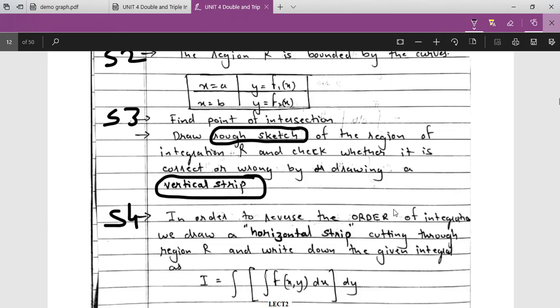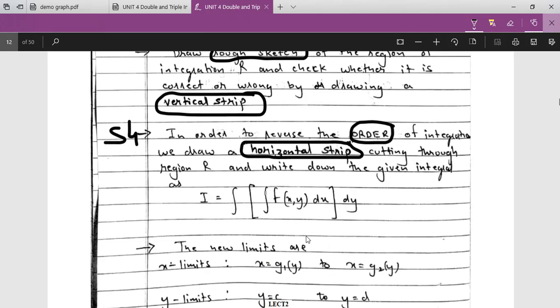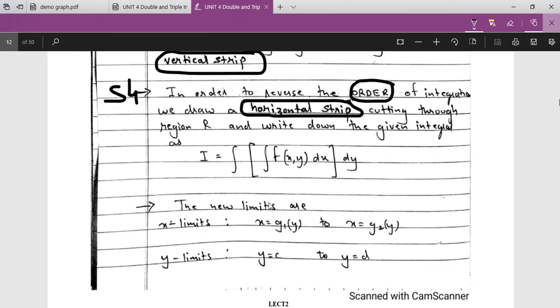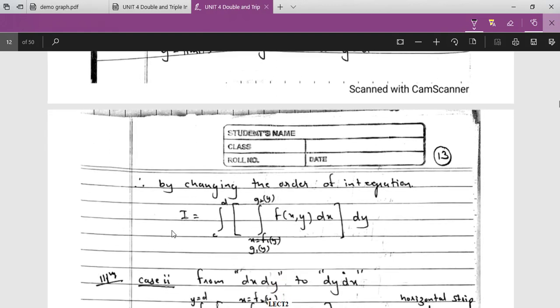In order to reverse the order of integration, we draw a horizontal strip. So we draw a horizontal strip cutting through the region R, and write down the given integral as I is equal to the integral of f, a function which contains x and y variables, dx dy. Since after reversing the order of integration and taking a horizontal strip we have new limits, the x limits will be x is equal to g1 of y to x is equal to g2 of y, and the y limits will be y is equal to c to y is equal to d. Therefore by changing the order of integration, I is equal to the integral from c to d, integral from g1 of y to g2 of y, f of x y, dx dy.